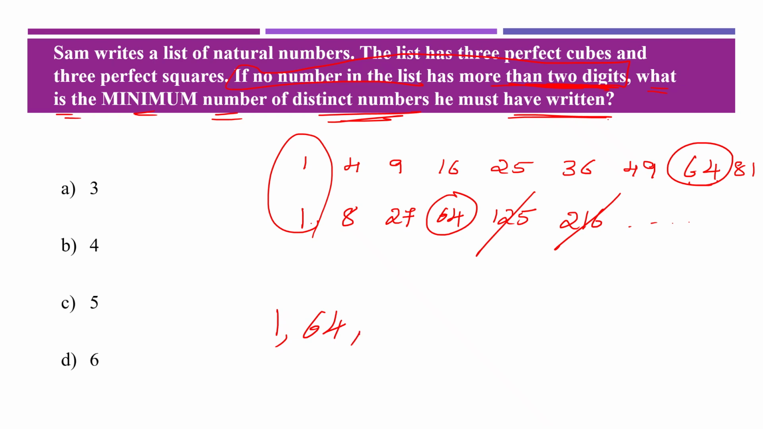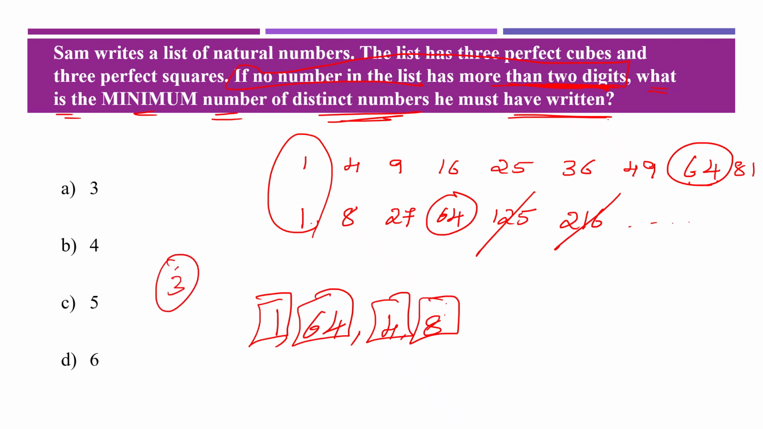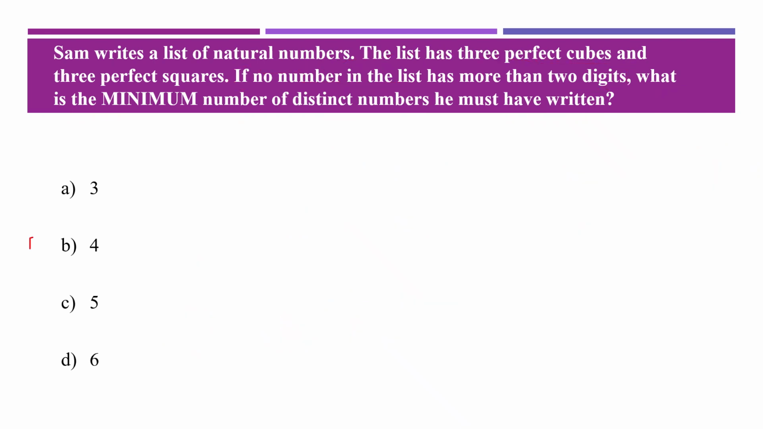Then let us choose any 2 numbers, let me say 4 and 8. So a minimum of 4 numbers is a must, so that he can have 3 cubes and, at the same time, 3 squares. Hope we understood the concept. Then minimum 4 numbers. Great. Let's move on to the next question.